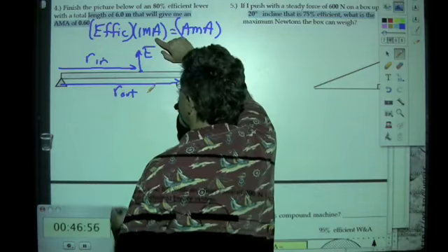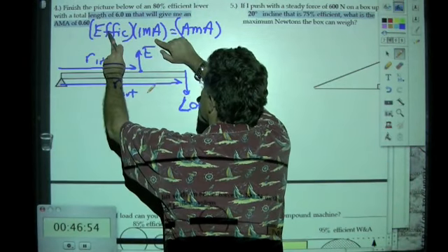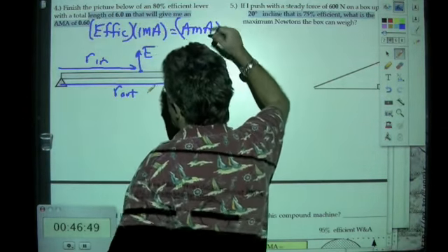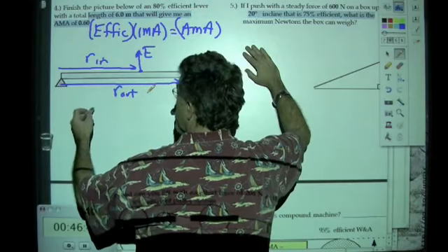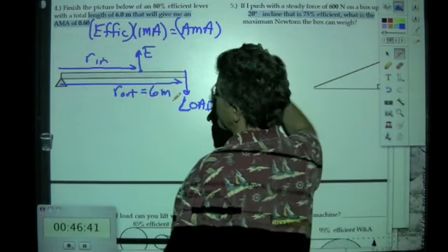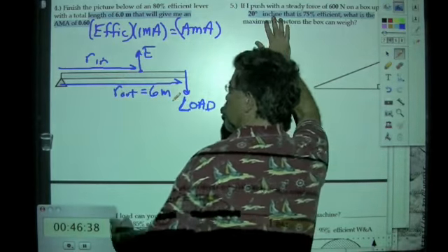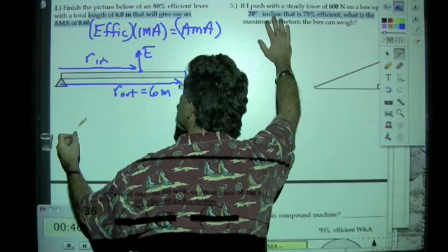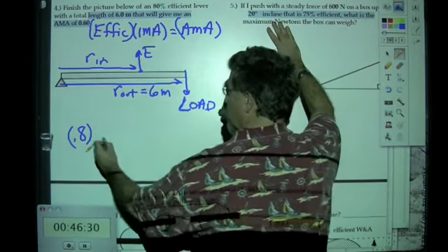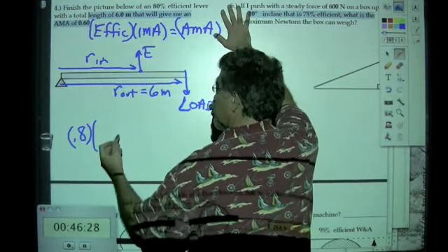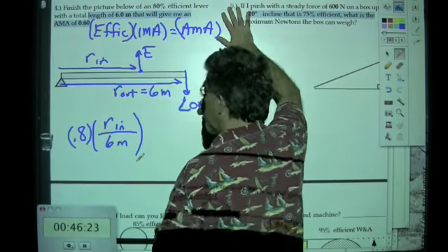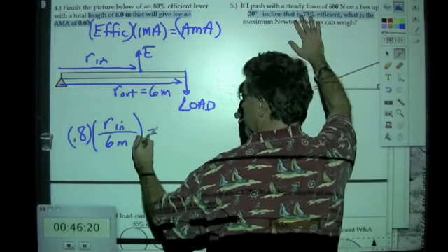So let's fill this in with what we got. I'm trying to solve for R in. I know the total length, and I already know R out is equal to 6 meters. So if I find my R in, I've got it made. Let's go efficiency, which is 0.8, in decimal form, times IMA, which is R in, which I'm trying to find, over 6 meters, there's my R out, and that equals my load over my effort.